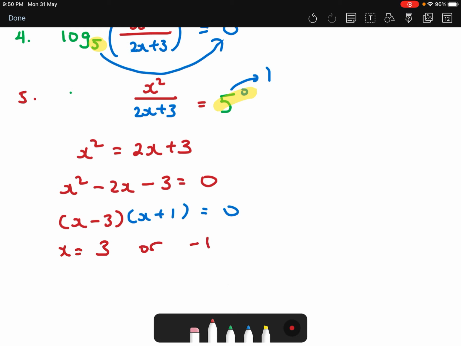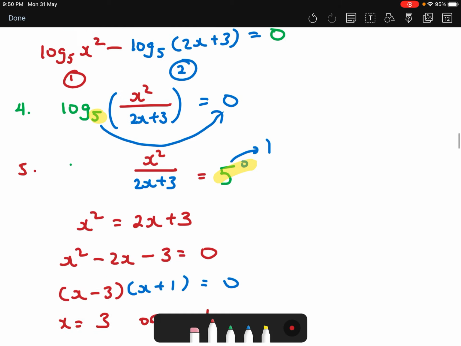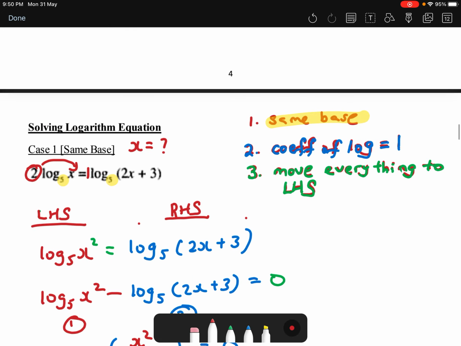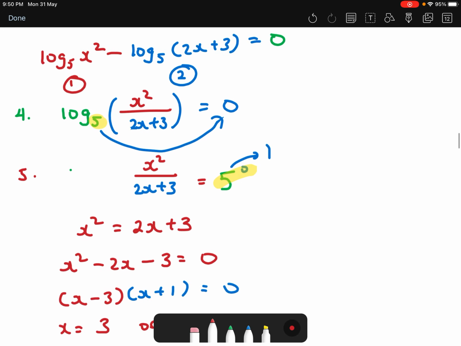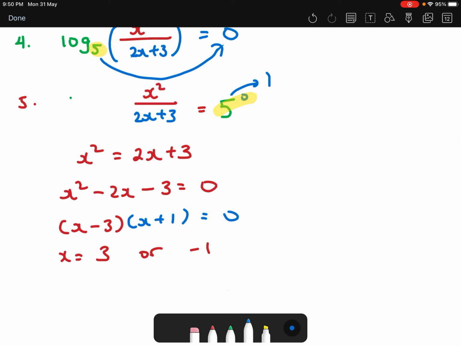So of course we need to be careful because some of the solutions might not be accepted. We look at our equation. We have log base 5 x. If you press your calculator, we can't have any log with a negative 1 right here. It will give us an error, so we must reject this answer. Right, so this is how you solve a logarithm equation.